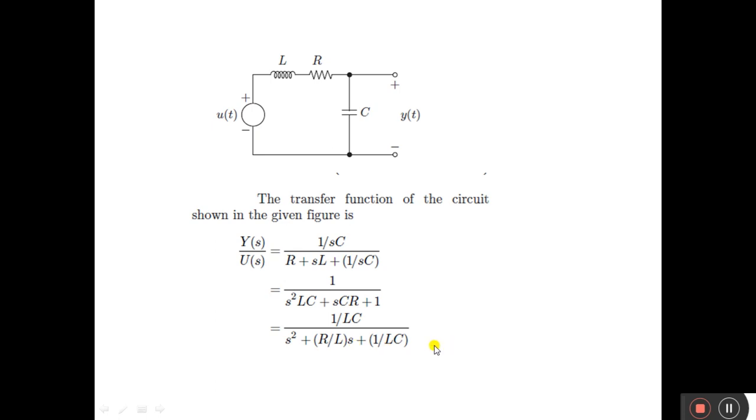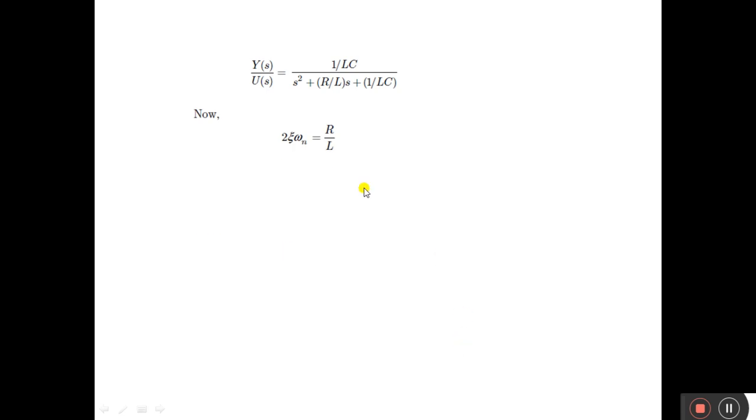Now I am getting the characteristic equation, s square plus 2 zeta omega n s plus 1 by LC, that is omega n square, and that should be in the numerator also. Only then will the characteristic equation be valid. Omega n square should be in the numerator also, right? Accordingly, 2 zeta omega n is R by L. By comparing with the standard form, omega n square equals 1 by LC, so omega n is 1 by root LC.